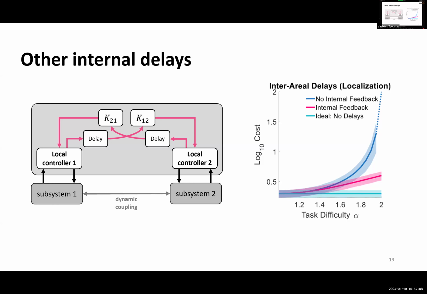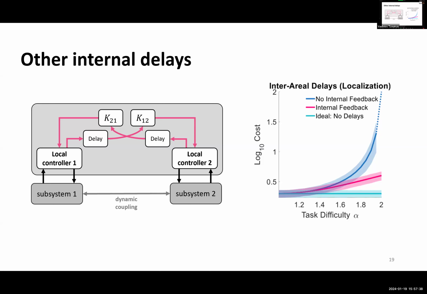Okay, so does this do anything? Well, we have the same simulation again here, where the baseline is no delay. So no delays means that you basically have a centralized controller that instantaneously knows things about both the subsystems. Of course, it performs well. Okay, the second line, pink, that's with internal feedback. So you allow them to talk to each other, but with a little bit of delay, it performs worse, but not so much worse.